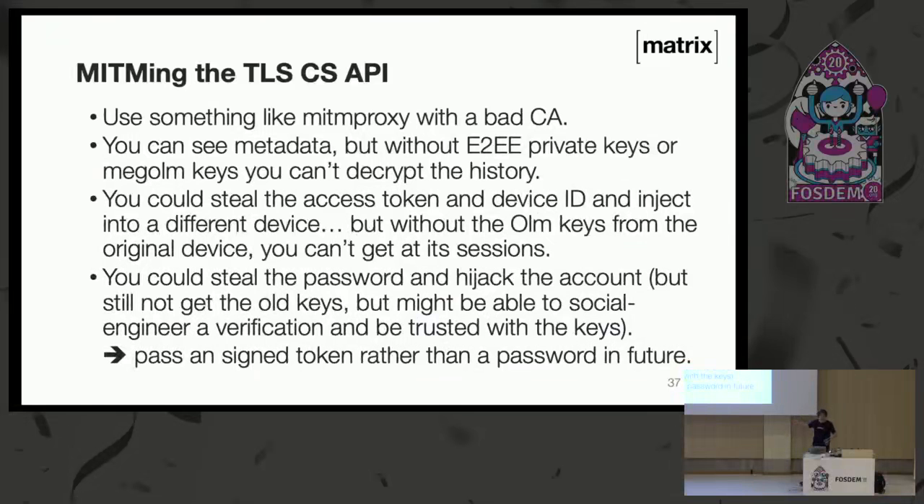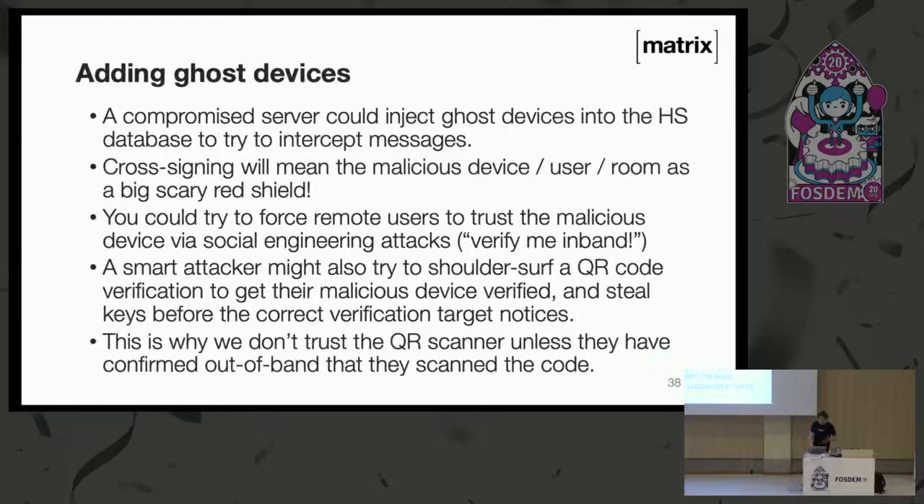You can steal an access token, but without the OM keys from the device, you're fine. You could also try to steal the password and hijack, which could be useful for social engineering verification. And that's probably the nastiest attack that we have there at the moment. We're looking at doing what we call cryptographic login, where rather than passing the password in plain text, in TLS obviously, over the CS API, you instead sign something with your private key, probably your SSSS private key. But we haven't done that yet, mainly because it would be really complicated for developers, whereas today it's quite nice that you just post your username and password and you're in. We'll probably support both, though, so secure clients can do the more secure approach.